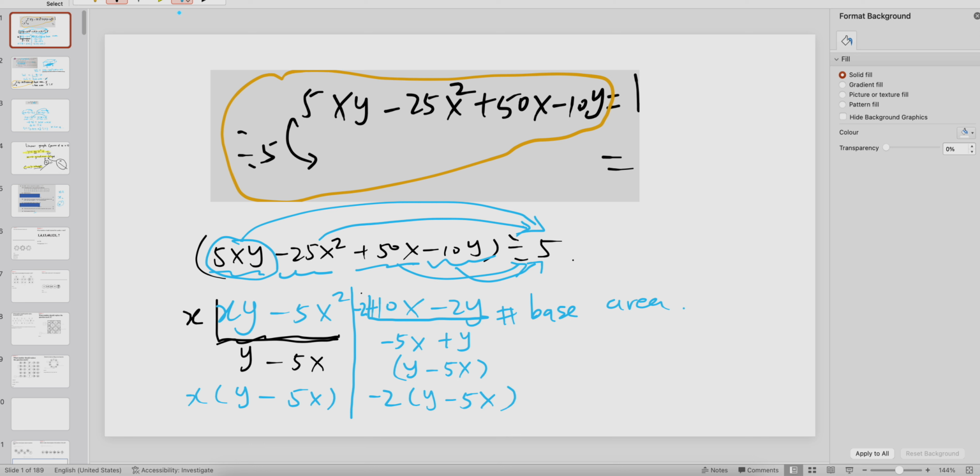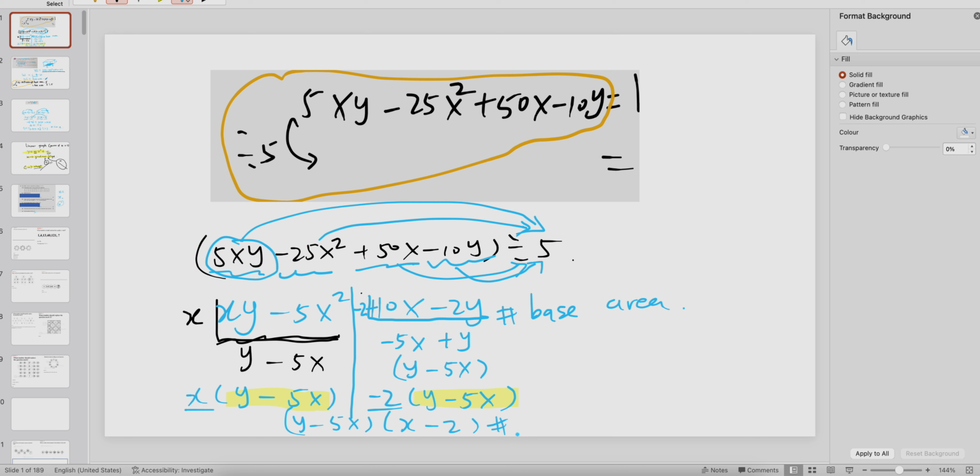So with this, can you see you can actually continue to take out this? So this is y minus 5x, you take it out, and you are left with x minus 2. So this is what the question wants. Okay, so that's the answer.